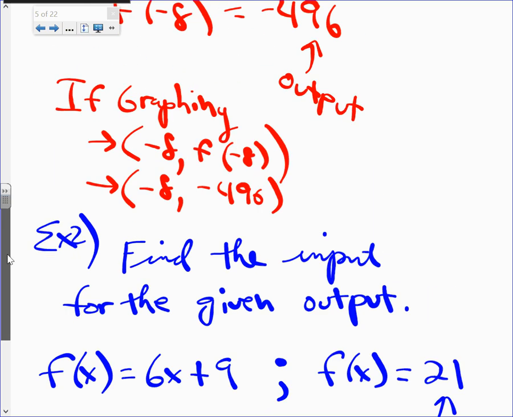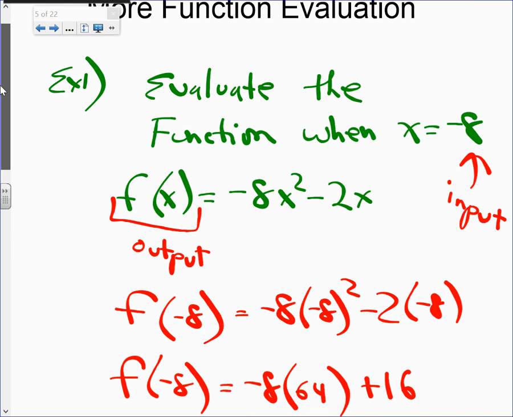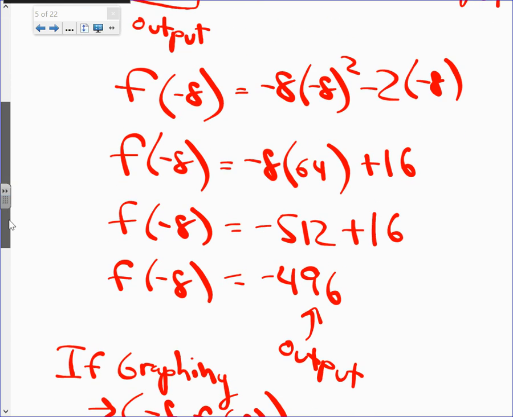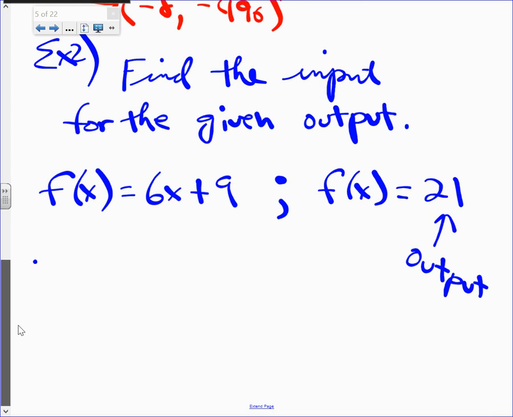So I've been training you. I give you the input. Look at x equals -8. We got the output. Cool. You know how to do that now. How do you suppose we can do the number 2?